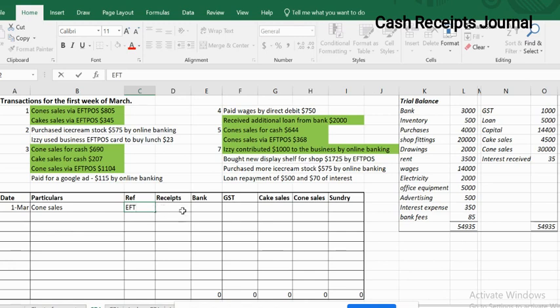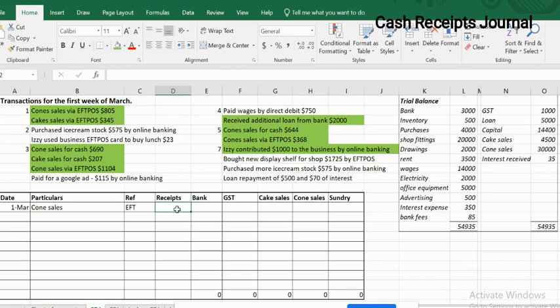Looking across here, the receipts and bank columns often cause confusion. The rule for the receipts column is that all cash transactions always go in the receipts column, and then they are totaled and banked at the end of the day. For EFTPOS transactions, online banking, bank transfers, direct credits, those sorts of things, generally they go straight to the bank column, because the receipts column is generally for the cash we received in hand.